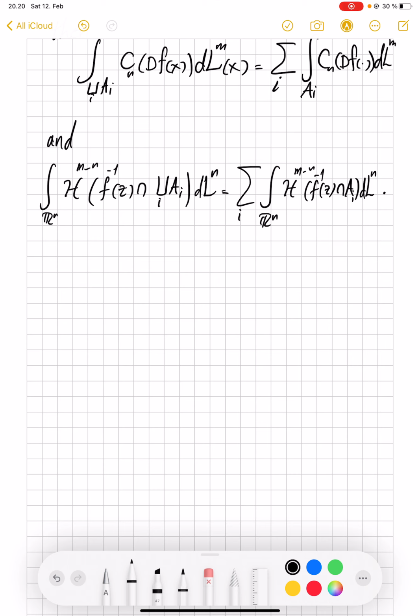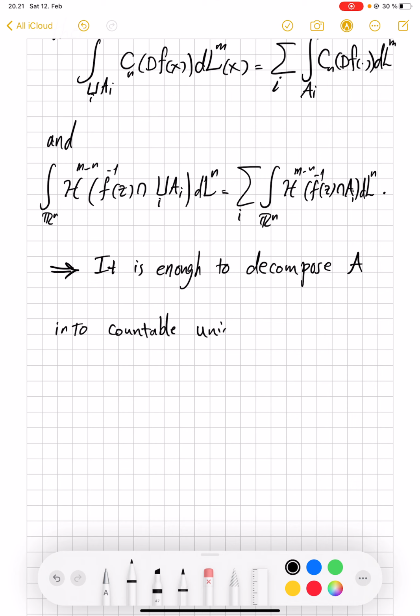And what do we conclude from this additivity on both sides? It is enough to decompose A into a countable union of subsets, each of which star holds. It means we can work in pieces. It suffices to do it on tiny bits of your measurable set A.